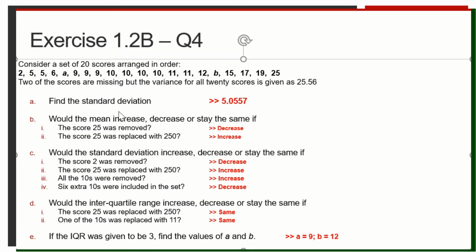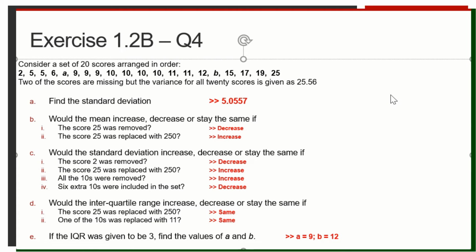Now, would the mean increase, decrease, or stay the same if? Whenever we talk about mean, what should come to your head is extreme value or outlier. The bigger the outlier, the bigger the mean. The smaller the outlier, the smaller the mean. So if the score 25 was removed, you are removing the big value here. When you remove a big value, what will happen to your mean? Your mean will decrease. If score 25 was replaced with 250, now you're going to put a big value. Outlier is going to be very big. What will happen to your mean? Your mean will increase.